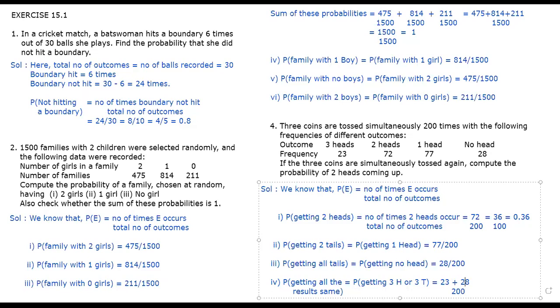Am I right now? Are you understanding how they can trick us? 23 plus 28 is 51, so 51 upon 200. Are we understanding, children, what we are doing? Good. Next question, number 5. Interesting question. Very big question.